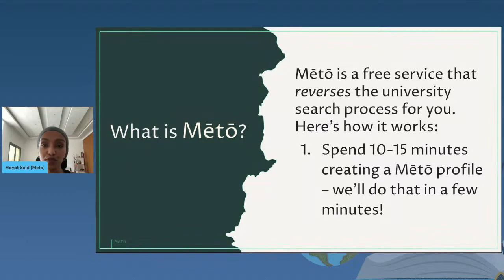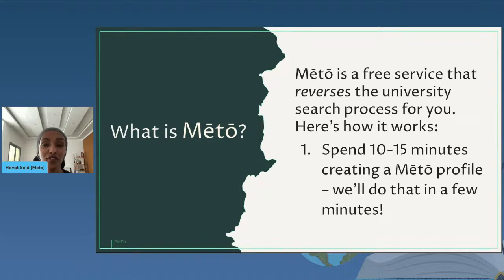So the process is quite simple. First, you create a Meto profile. This takes about 10 to 15 minutes to do. And this is where you share with us a little bit more about yourself. So we ask you to share with us your most recent academic scores. You can also share with us how much your family can contribute towards your university education per year. We also ask you to share with us other things about yourself.